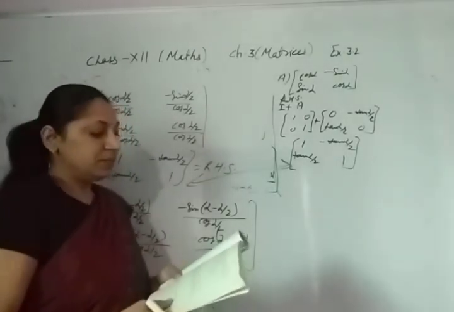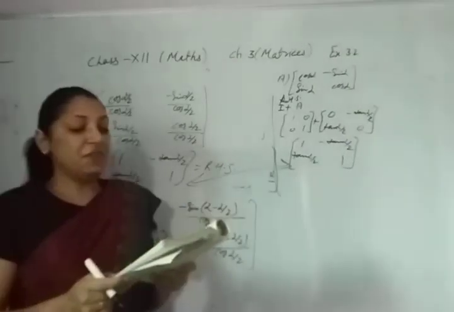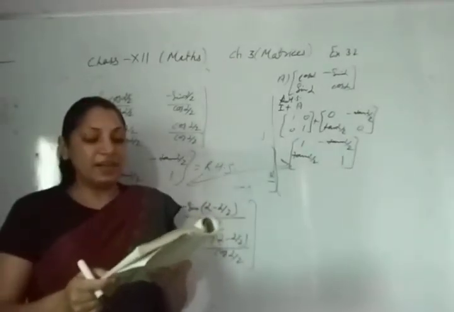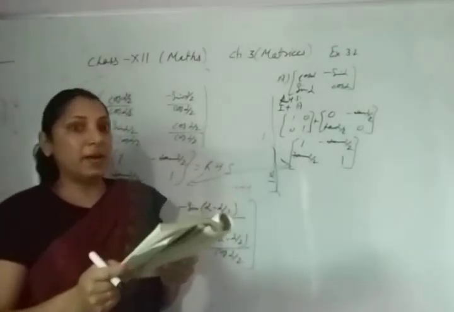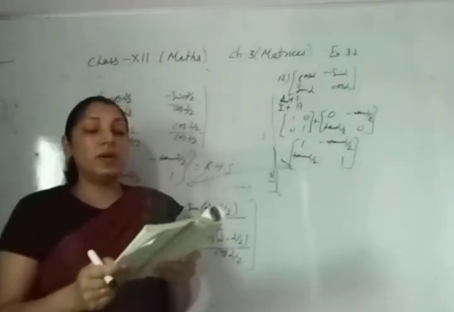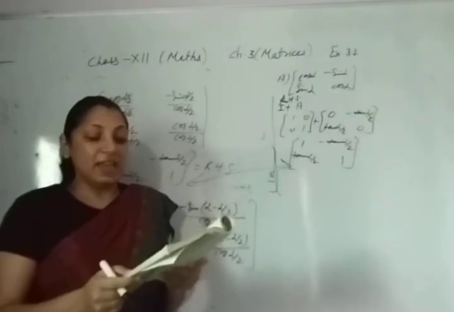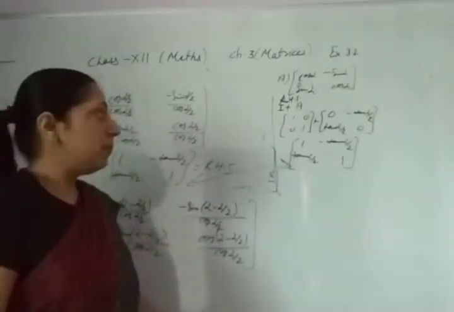Page number 83, definition. If A is a matrix of order m by n, then the matrix obtained by interchanging the row and column of A is called the transpose of a matrix.